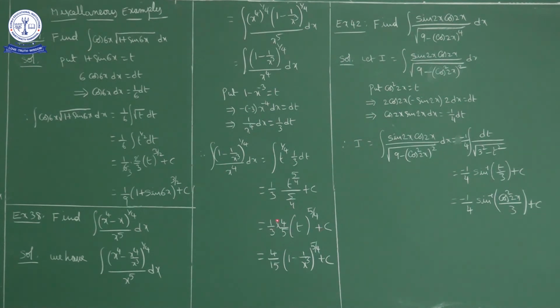Okay, so how much it is, 4 by 15 into what is t, 1 minus 1 by x cube. So 1 minus 1 by x cube whole power 5 by 4 plus c. That is the final answer.